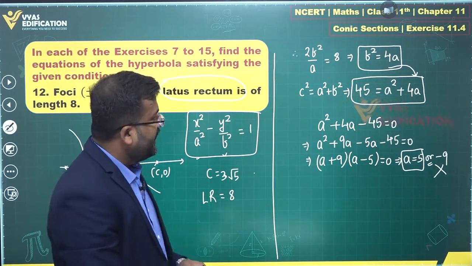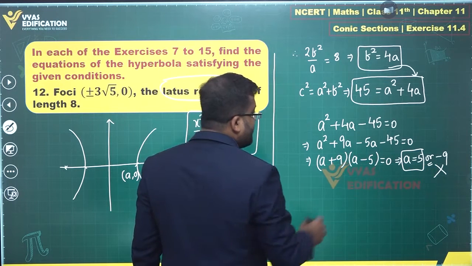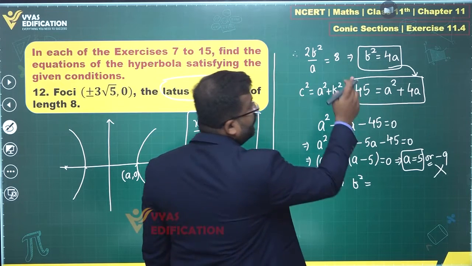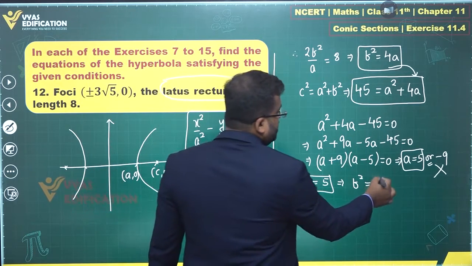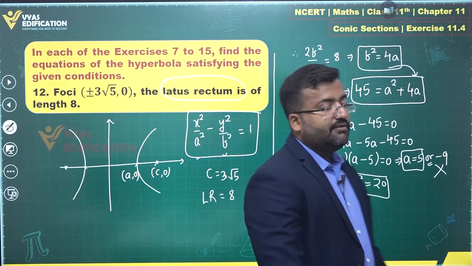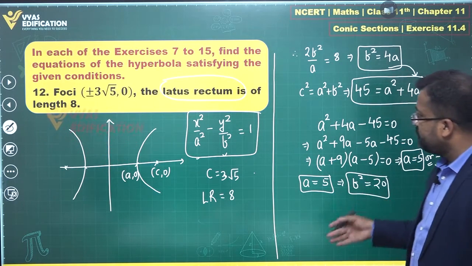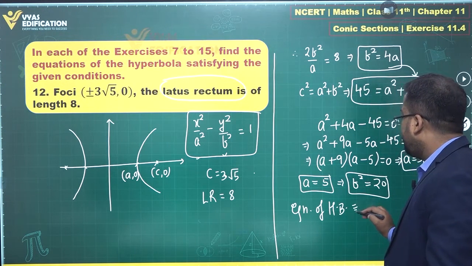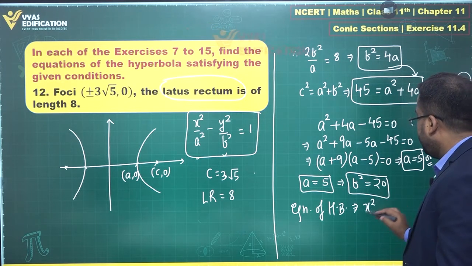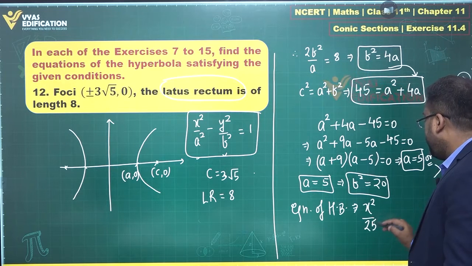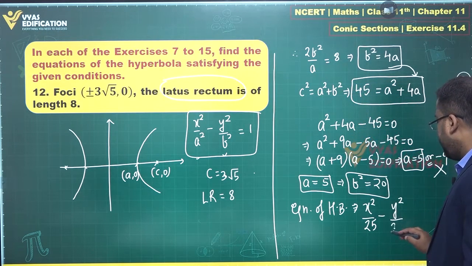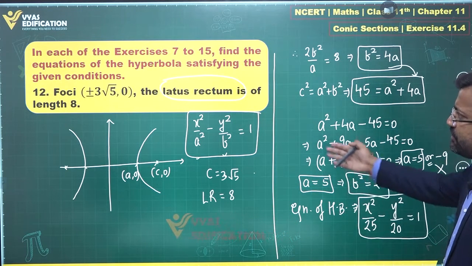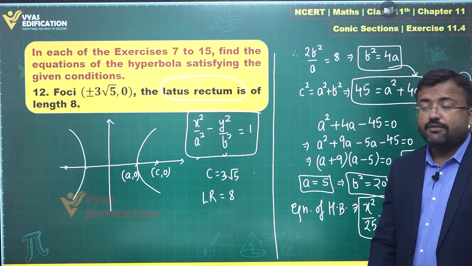Once we see that A equals 5, can we also find the value of B square? Yes. A equals 5 implies B square will be equal to 4 times 5, which is 20. So this is B square for us. And once we have found A square and B square, we can write the equation of the hyperbola: x square by A square, which is 25, minus y square upon B square, which is 20, equals 1. This is the required equation of the hyperbola. That's my answer for this 12th question, right?